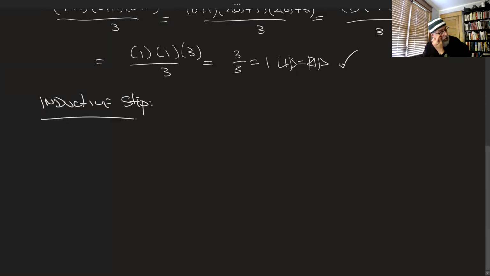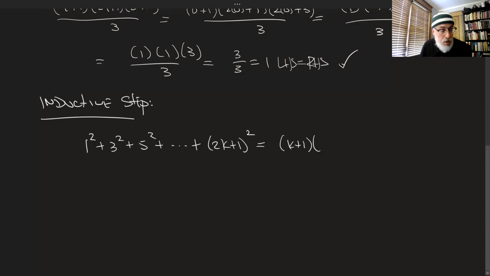For the inductive step, we're always going to establish an induction hypothesis. We're going to swap the n's in our original statement with k and assume that this is true up to some value of k. So in other words, we're going to say 1 squared plus 3 squared plus 5 squared plus ... plus 2k plus 1 squared will be equal to k plus 1, 2k plus 1, and 2k plus 3, divided by 3. So we're going to assume this is true.